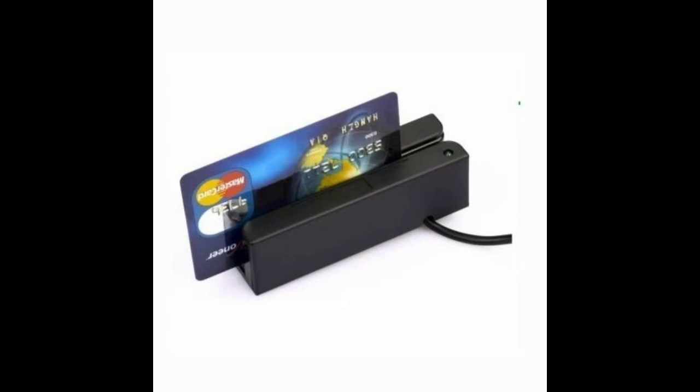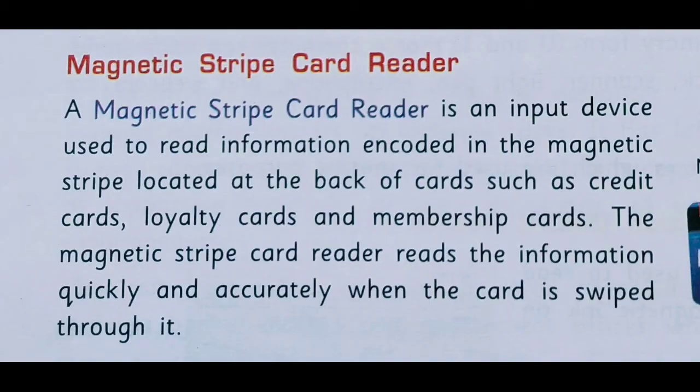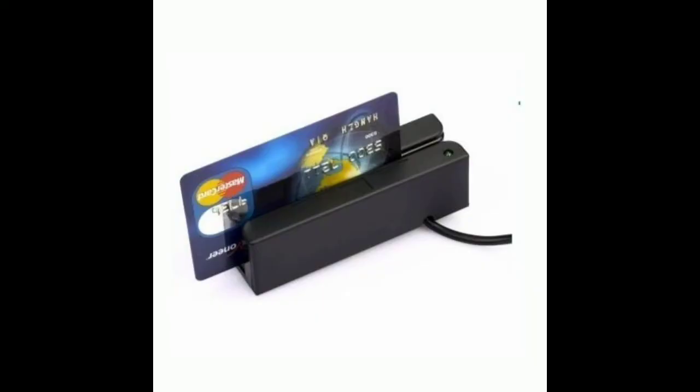The next one is the magnetic strip card reader. A magnetic strip card reader is an input device used to read information encoded in the magnetic strip located at the back of cards such as credit cards, loyalty cards and membership cards. It reads the information quickly and accurately when the card is swiped through it. You might have seen this machine in shops, in petrol pumps, in banks. Nowadays many people are using this for payment. So this magnetic strip card reader is a very useful input device and we are using it in our day-to-day life.